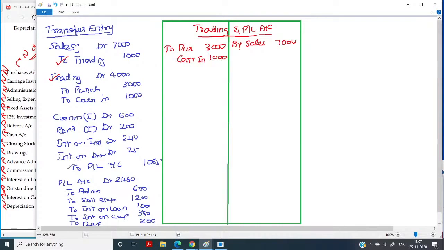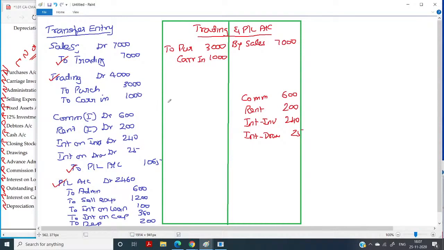And then here in the P&L account, by commission, the value being 600, and rent, the value being 200. Interest on investment, value being 240, and interest on drawings, the value being 25.